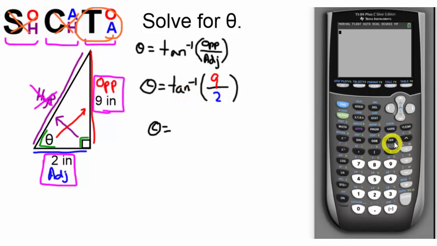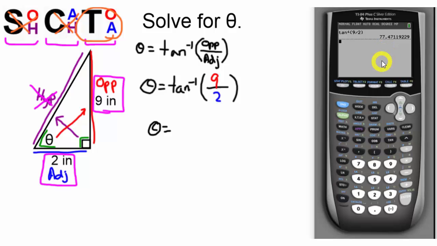To do this, we're going to use the tangent button. Before we press the tangent button, we need to click the second button and then tangent, so that way we're using the inverse version. Notice how it has the little -1 symbol for inverse. In the parentheses, we're going to type in the fraction 9 divided by 2, and fractions are the same thing as division, so we can use the division key to do this. 9 divided by 2, and when we hit enter, it gives us the result for theta.